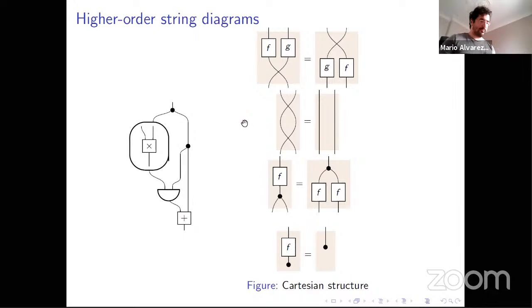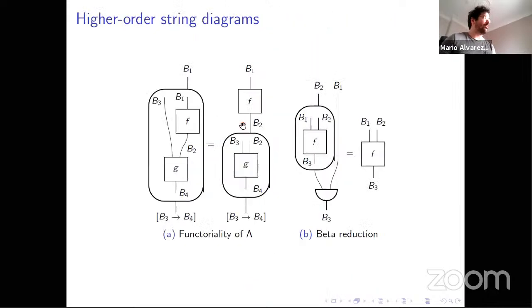And of course, these bubbles themselves verify they're functorial. So you can push operations through them in the same way that you can do with lambda abstractions, and you can apply them to a term.